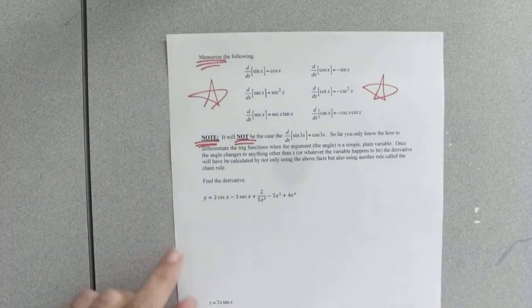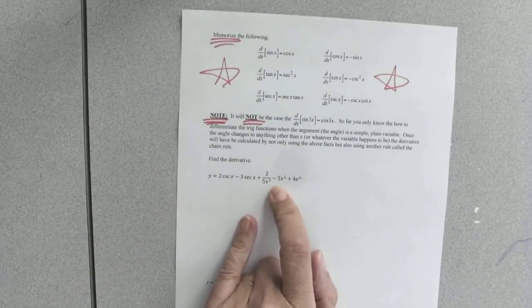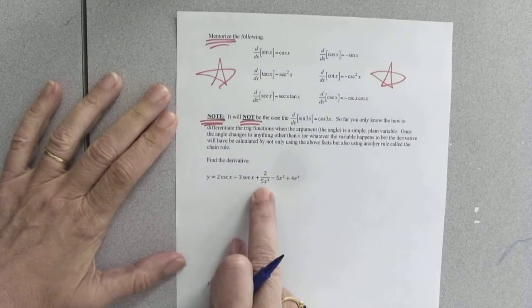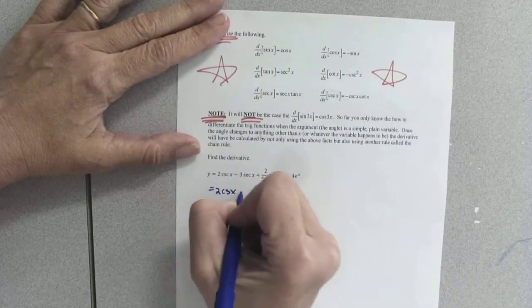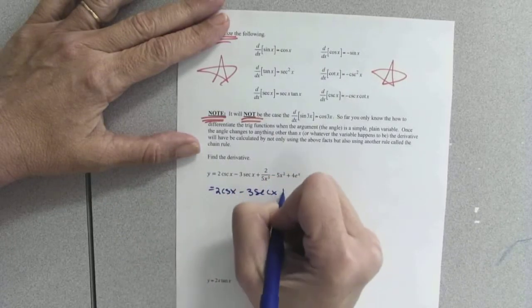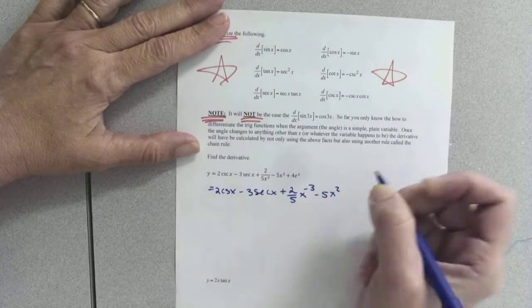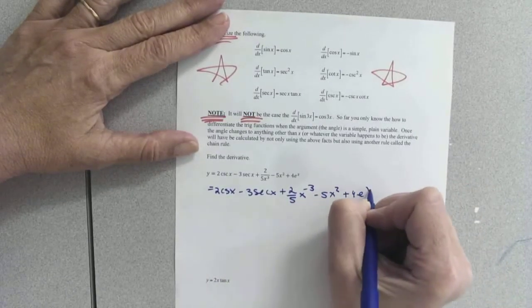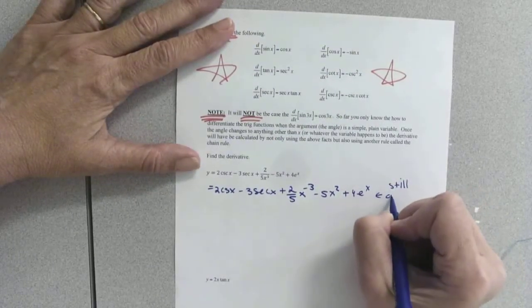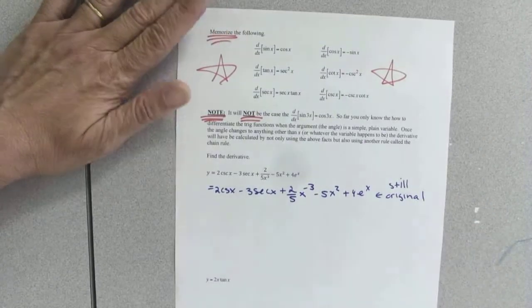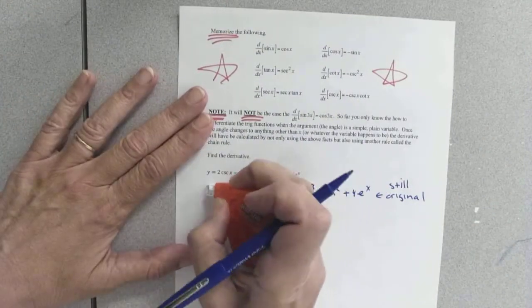So this guy right here, we're going to have 2 of our new pieces of information, but then we've got some old stuff. So do what you would do normally. I would do some rewriting first. That's going to be 2/5 x to the negative 3 minus 5x squared plus 4e to the x. That is still the original, but in a more calculus-friendly format. And now I'm ready to take the derivatives.